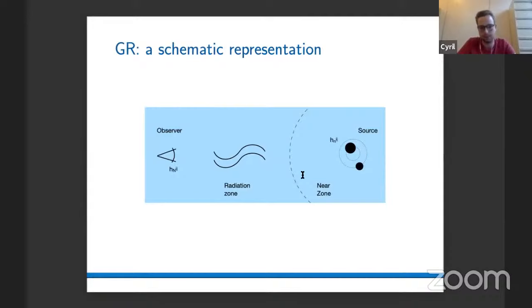So if you have a source, you're in the near zone, so close to the source, you have the energy momentum tensor that is non-zero because you have objects orbiting each other. And in this zone, we assume the gravitational field to be instantaneous. Because everything is close, you assume that there is no retardation effect. And so the black holes, for example, in this case, they would affect each other immediately. And so we assume this gravitational field to be instantaneous.